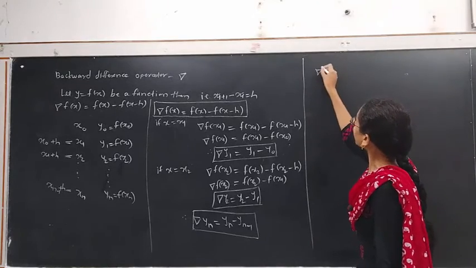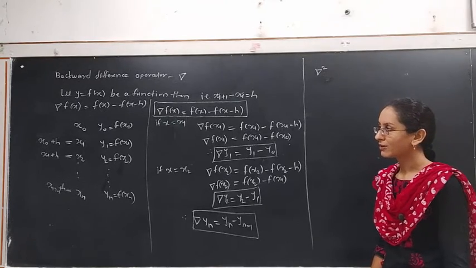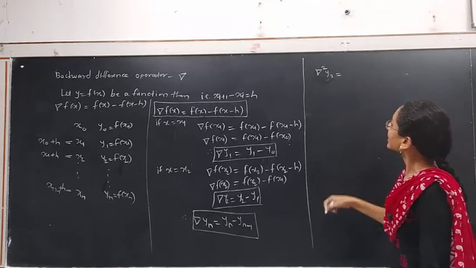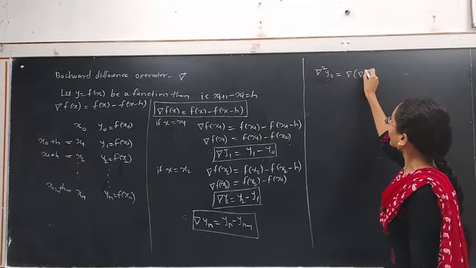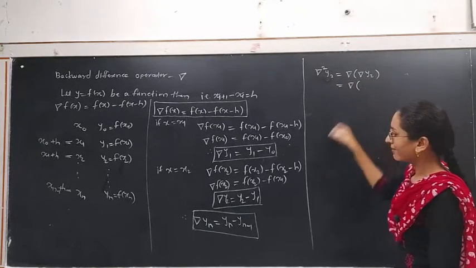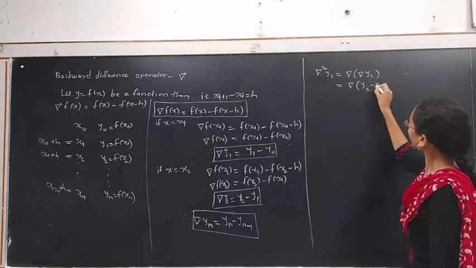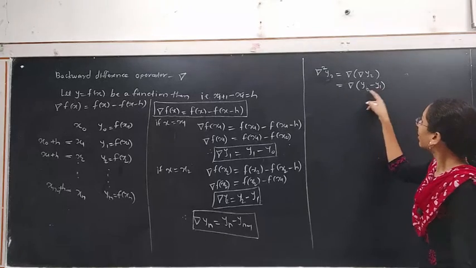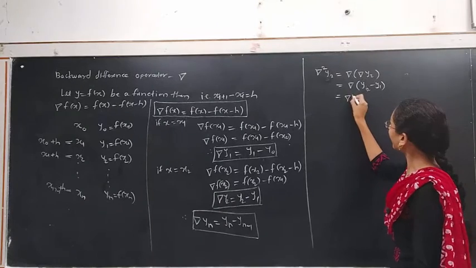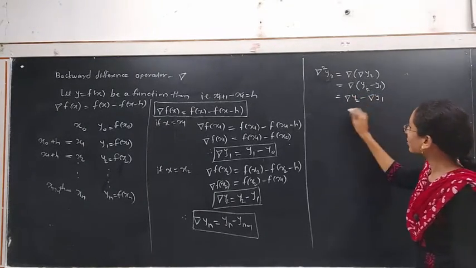We can find second order backward differences at the same points y1, y2, y3 up to yn. Del square y2 is equal to del of del y2. We know this value del y2. Del of del y2 is del of y2 minus y1. Del distributes over addition. By distributive law, we get del y2 minus del y1. We also know these two values.